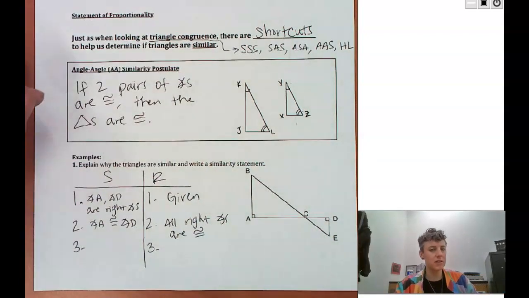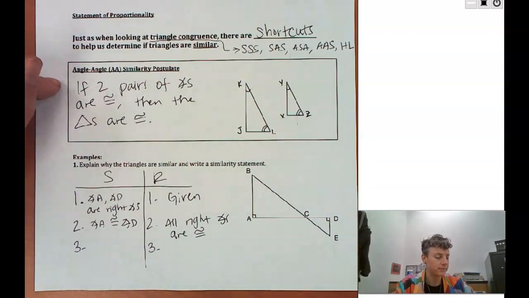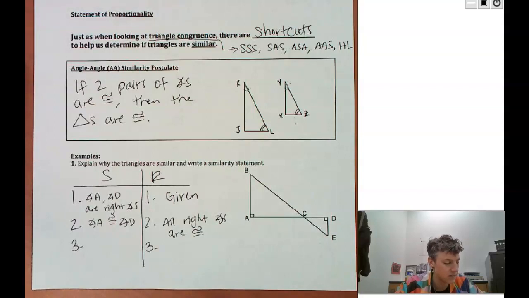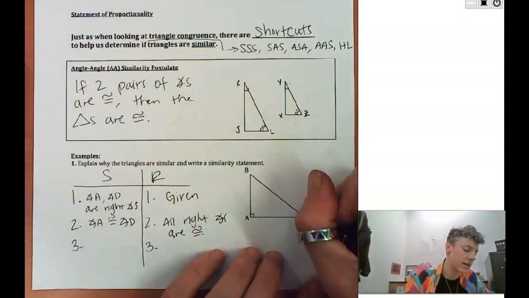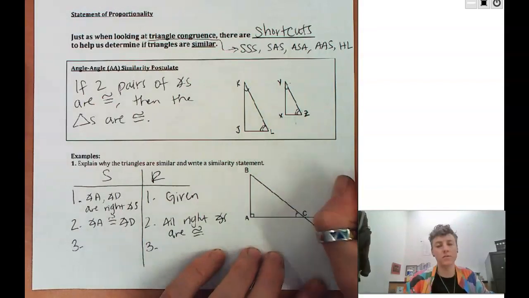Up here we talked about the angle similarity postulate. So I think I'm going to try to use that to prove that these are similar triangles. To use that, I need to know that two pairs of angles are congruent. I've got the ones congruent because they're right angles. I need another pair of angles. Who else is congruent? Oh yeah, these vertical angles.